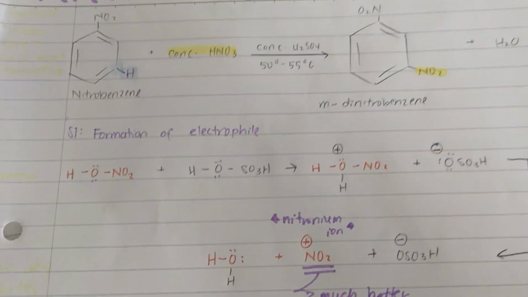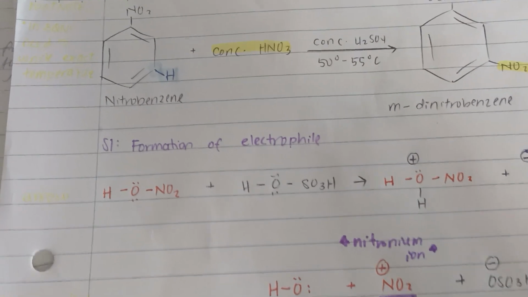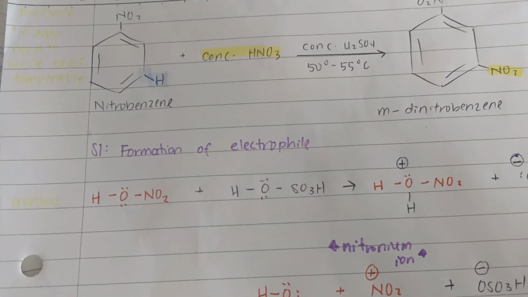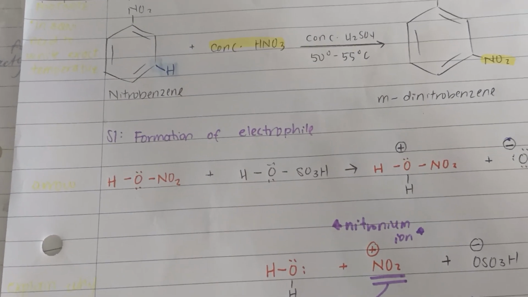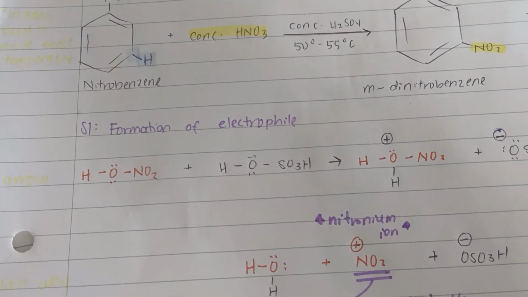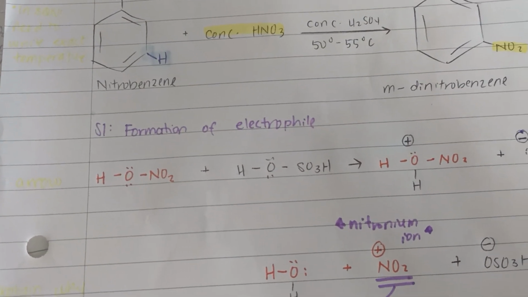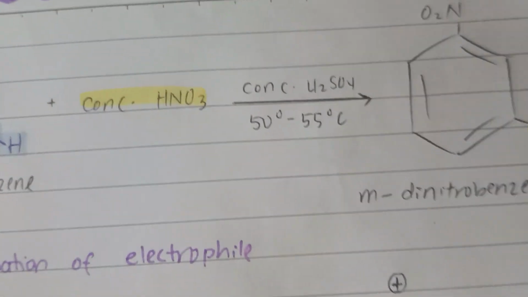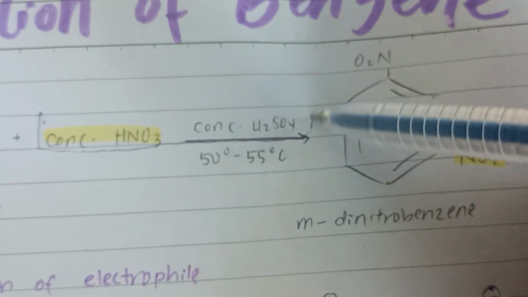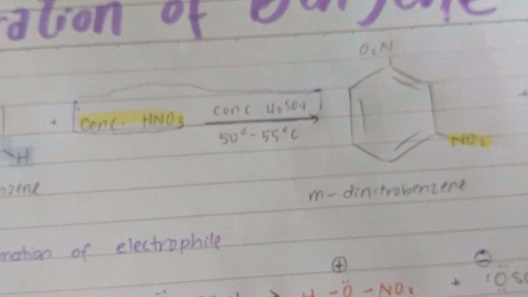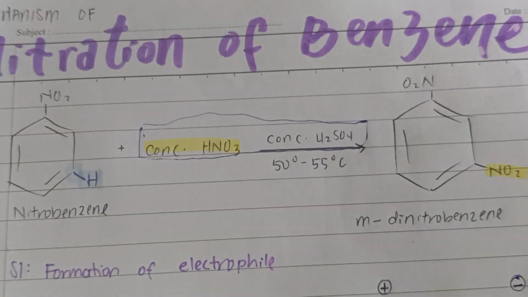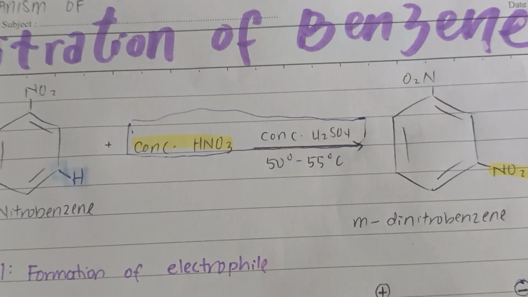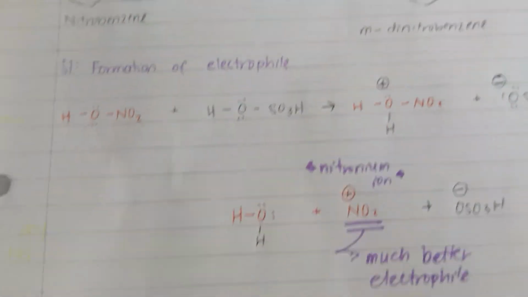Okay, the first step is the formation of the electrophile. If you are confused or cannot remember how to start this mechanism, remember that this first step involves this reactant and catalyst. Okay, so copy back these two things in their expanded form.